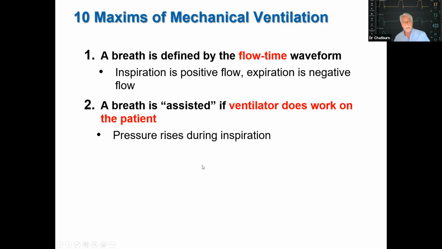Now, another term that is often misunderstood in the clinical literature is this word assisted. Oftentimes you'll find manufacturers suggesting that a breath is assisted if the patient triggers it. So they get the words assist and trigger mixed up. But assisting really means that the ventilator does some work on the patient. And how do you know if the ventilator is doing work on the patient?